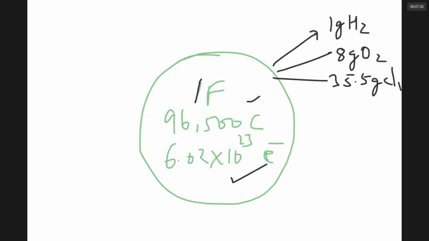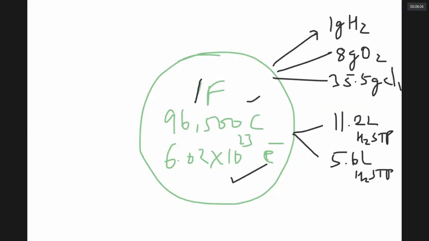Yes, sir. 1 gram of hydrogen means actually, molecular weight of hydrogen is 2, so 1 gram means half mole. Half mole means 11.2 liters of hydrogen at STP. This is equal to 8 grams of oxygen, which is 1/4 of molecular weight, 5.6 liters at STP. This is equal to 11.2 liters of chlorine at STP.